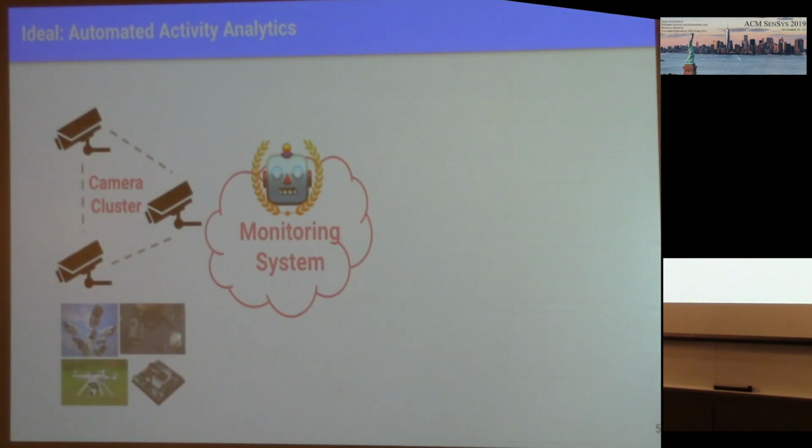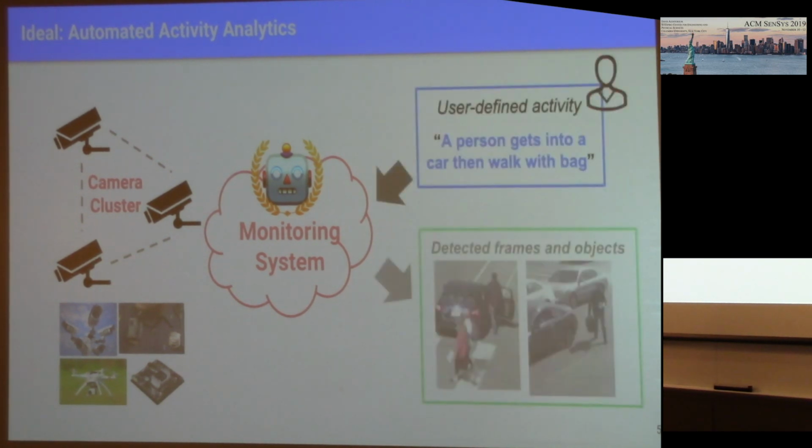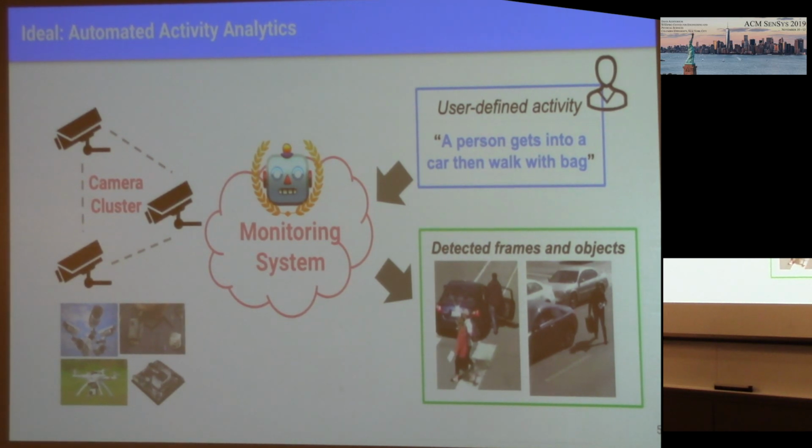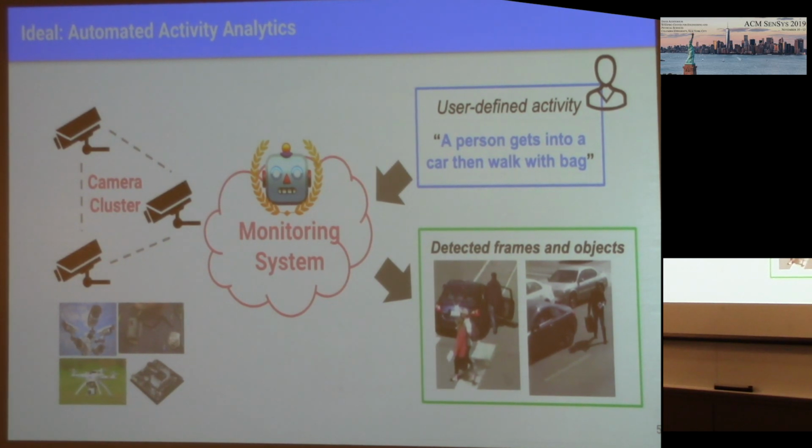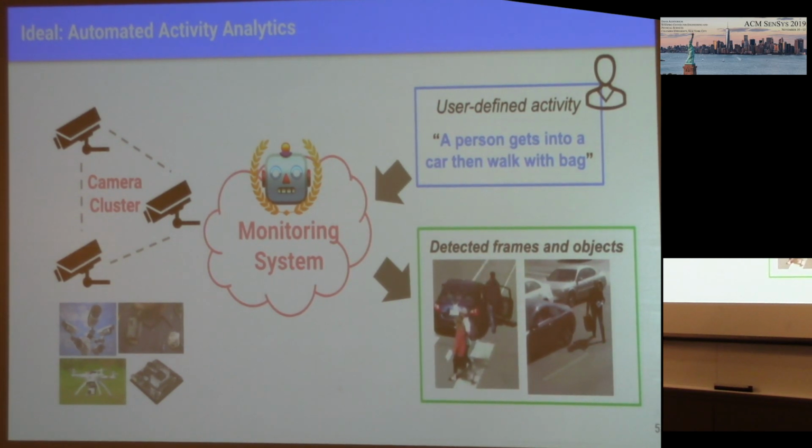So our ideal case is that we have a piece of software monitoring a cluster of cameras with heterogeneous inputs. On the other side, the user can tell this system to keep an eye on some specific actions, like a person gets into a car, then gets out and walks with a bag. Once the system captures these actions, it will return the related frames so people can get alerted and do some subsequent operations.